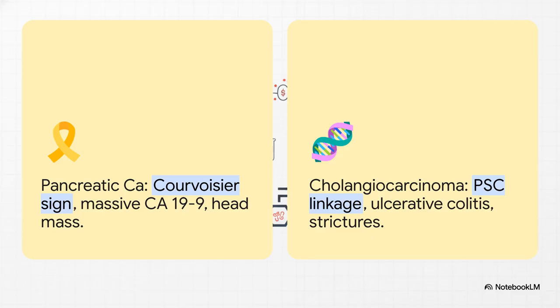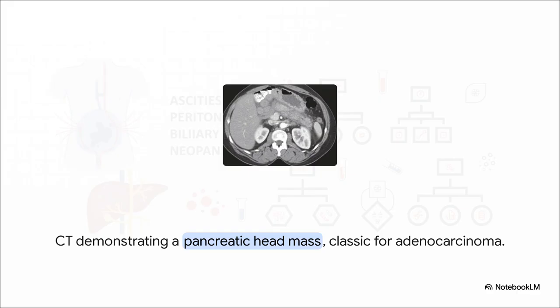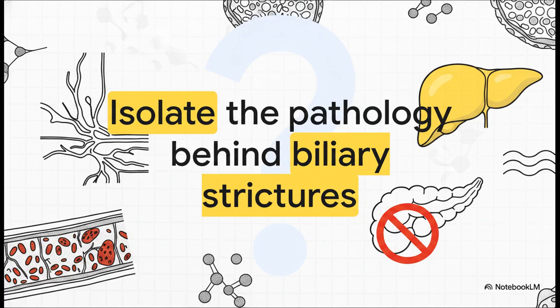Looking at the axial CT, we can clearly identify a distinct solid mass in the pancreatic head. This lesion is anatomically positioned to cause distal common bile duct obstruction. That obstruction leads directly to the ductal dilation and the massively distended gallbladder that defines the Courvoisier sign we just discussed.